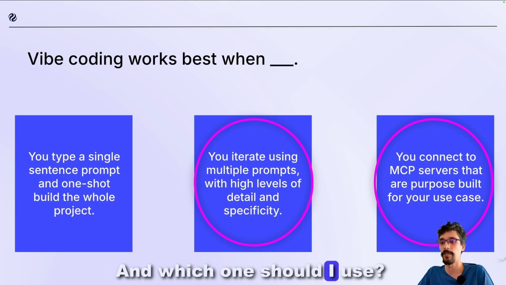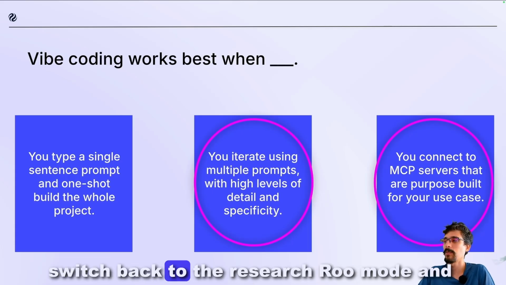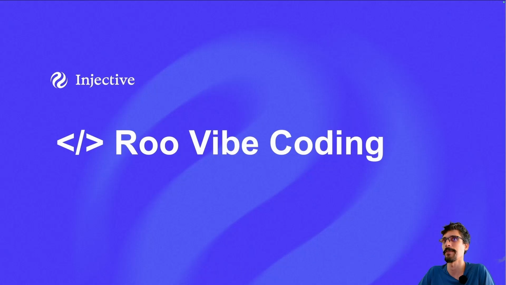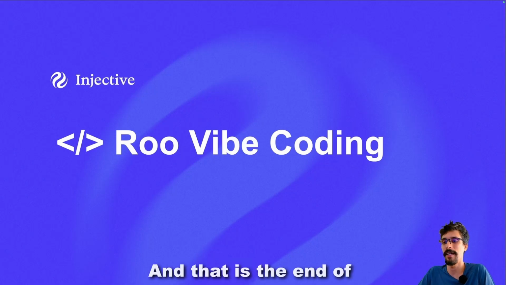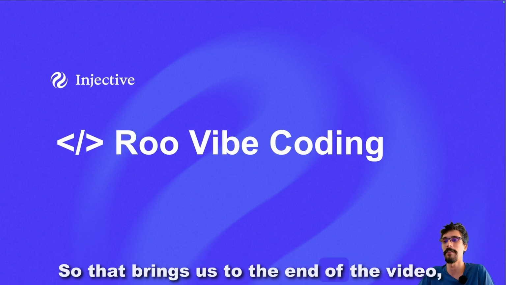And which one should I use? Well, I could Google it, or I could go switch back to the research Roo mode and ask it which ones it would recommend. So yeah, those are the options. And that is the end of Roo Vibe Coding, right? So that brings us to the end of the video.